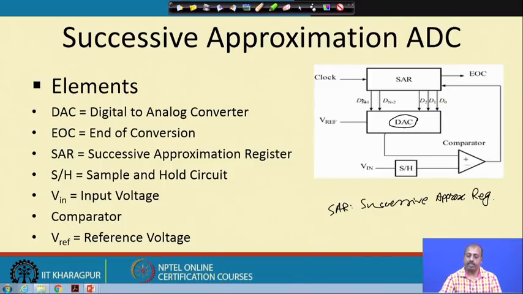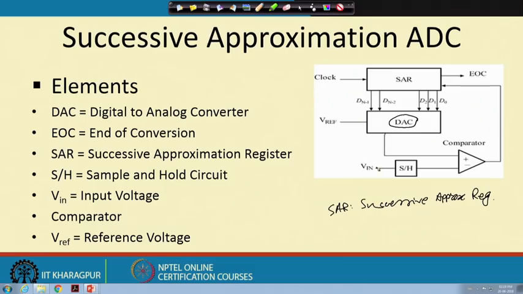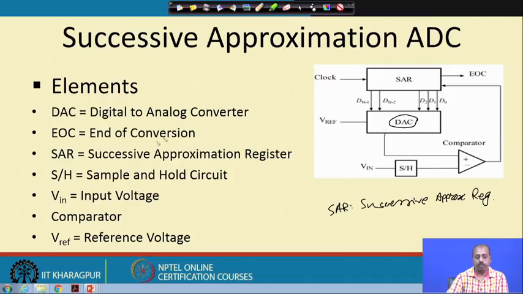Now, after n such steps, this EOC signal becomes high, telling the outside world that for this current sample, the conversion is over. Whatever be the value of D0 to Dn minus 1, that gives me the digital equivalent of the analog input signal Vin fed here. So, we have this DAC, which is the digital to analog converter, the end of conversion signal, the successive approximation register SAR, the sample and hold circuit SH, the input voltage Vin, a comparator, and a reference voltage.